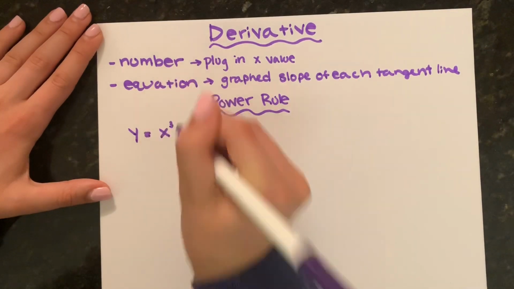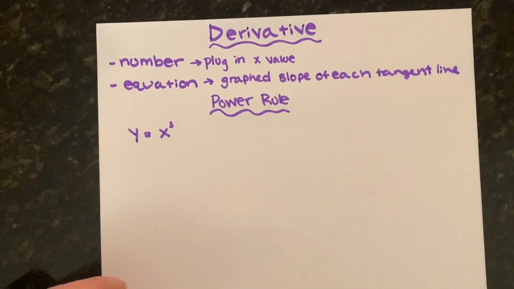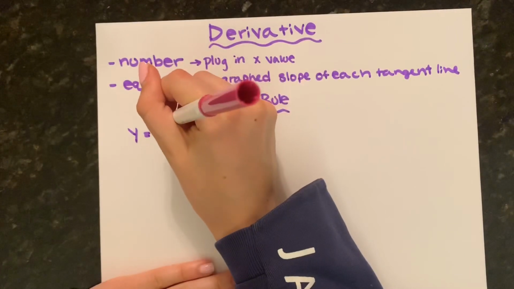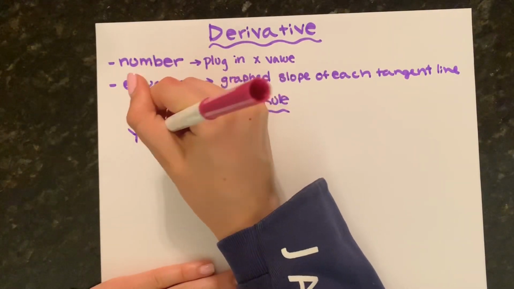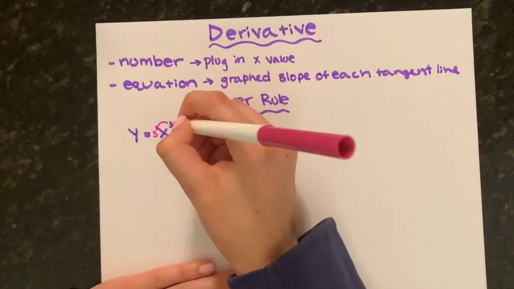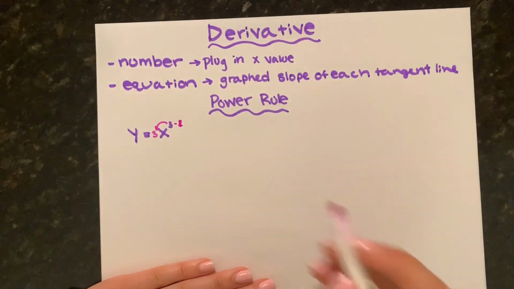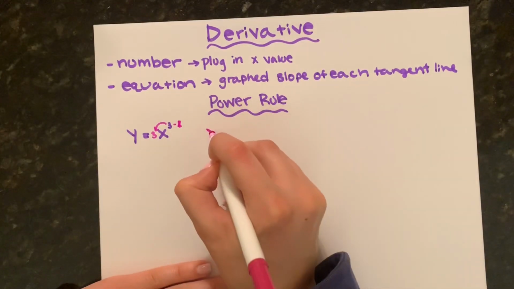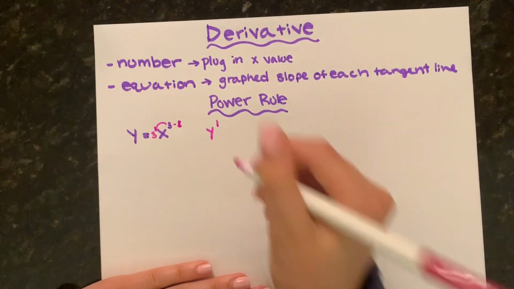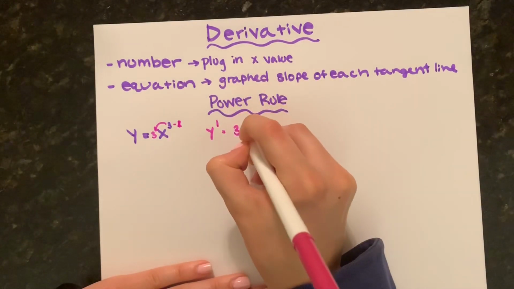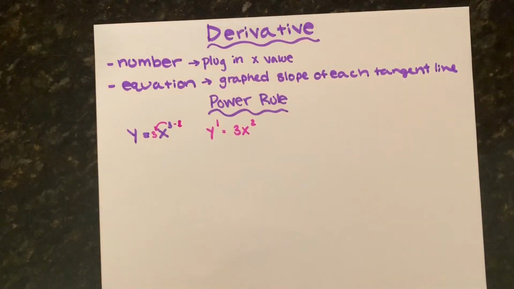So our mantra for this rule is bring down the exponent and subtract 1 from the exponent. So what we're going to do here is bring down the 3 to become the coefficient and subtract 1. This would give us 3x squared as the derivative of x cubed. This can be denoted by y prime equals, and then we write our derivative. So once again, now that we have our derivative equation, we could plug any x value into that to get the slope at that x value.